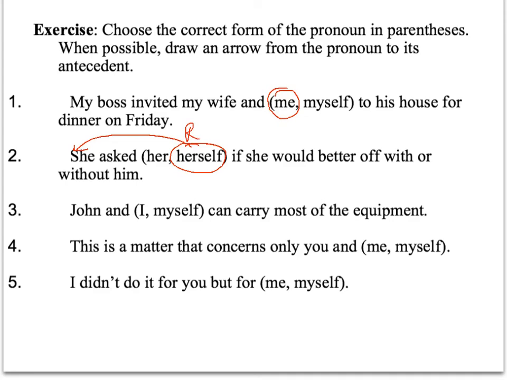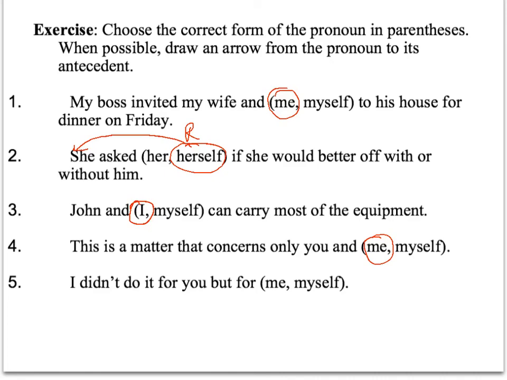John and I or myself can carry most of the equipment. This one's pretty easy. Myself can't be referring to John, so it has to be I, the personal pronoun form. Therefore, there is no antecedent in the sentence. This is a matter that concerns only you and me or myself. Again, if it's myself, we have to find the antecedent, which would need to be me or I, which is not in the sentence. Therefore, the answer has to be me, the personal pronoun form.